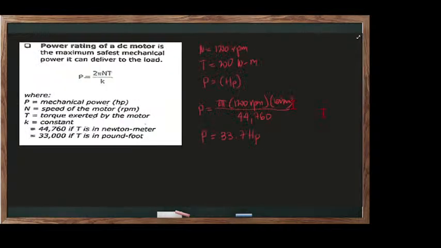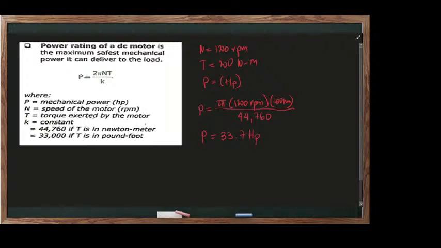Okay. So, power rating. The maximum safest mechanical power it can deliver to the load. So yan yung power rating ng ating motor, pinakamalaking mechanical power na kayang i-deliver ng ating motor. The formula for that one is P equals 2 pi NT over K.